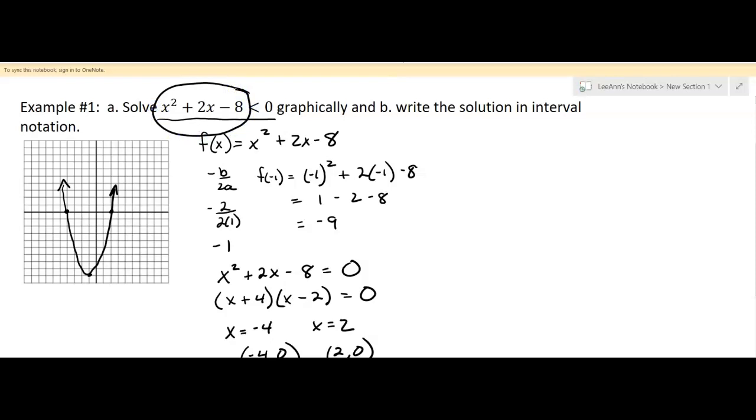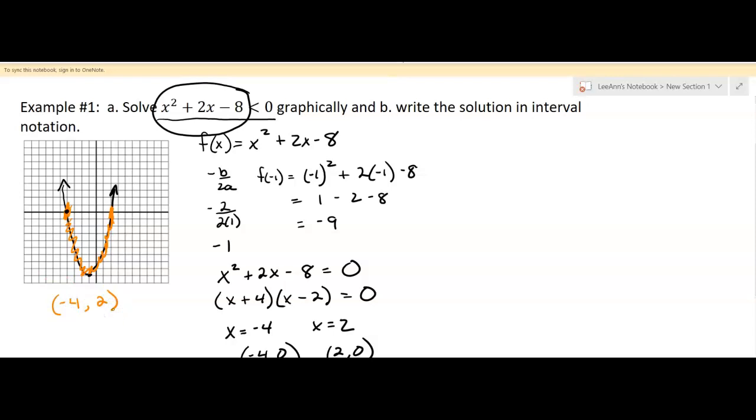Now, it says we want to know when this function is less than 0. So when is the output negative? Well, the output's negative between here and here. It's going to be all these negative outputs here because they're below the x-axis. So it's going to be this interval. It's going to be from negative 4 to 1, or I'm sorry, 2.